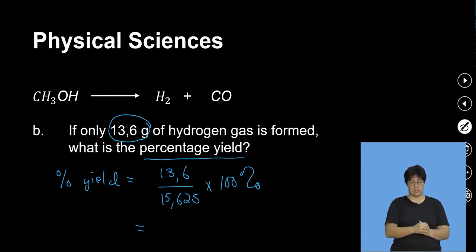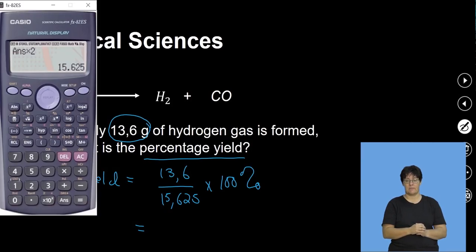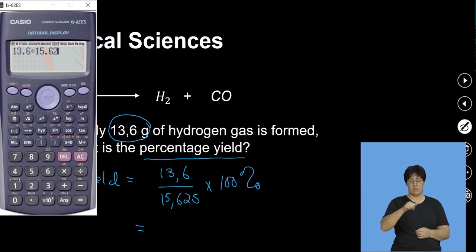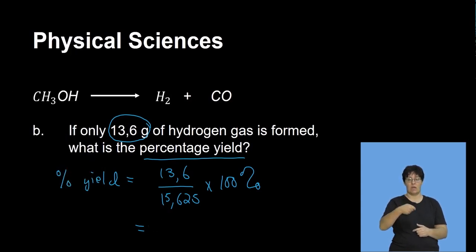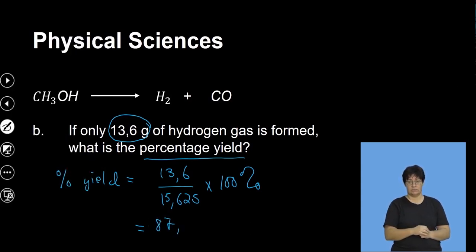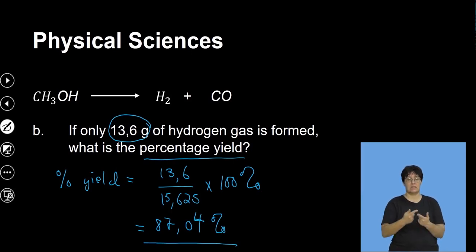So our percentage yield in this case would be 13,6, which is the actual yield, divided by 15,625, multiplied by 100. It will give us the percentage. So our percentage is 87,04%. So always leave your answer in 2 decimal places.